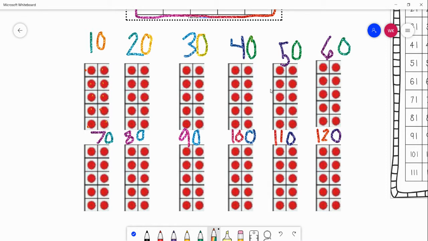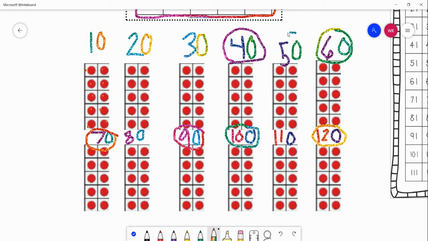So if you have four groups of 10, you would have 40. If you have 9 groups of 10, you would have 90. If you have 7 groups of 10, you would have 70. If you have 12 groups of 10, you have 120. If you have 6 groups of 10, you have 60. If you have 10 groups of 10, you have 100. If you have 5 groups of 10, you have 50.